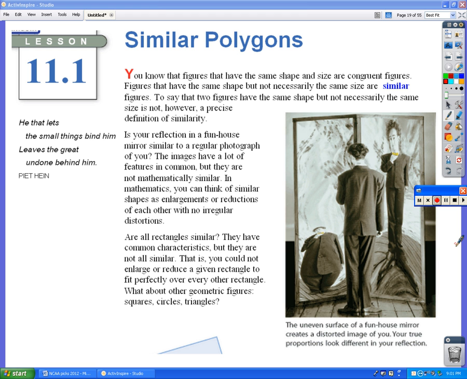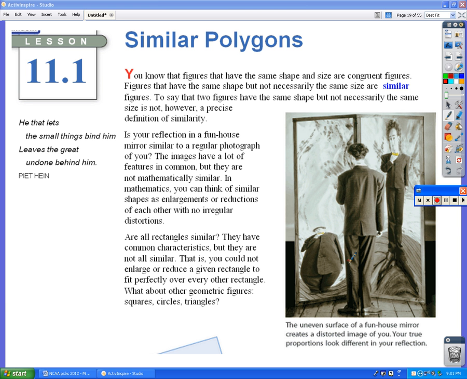It says, you know that figures that have the same shape and size are congruent figures. We've talked about that quite a bit. Figures that have the same shape but not necessarily the same size are similar figures. To say that two figures have the same shape but not necessarily the same size is not, however, a precise definition of similarity. And so they use the example of the funhouse mirror and say, well, this guy right here is the same shape but a different size as this guy and that guy.